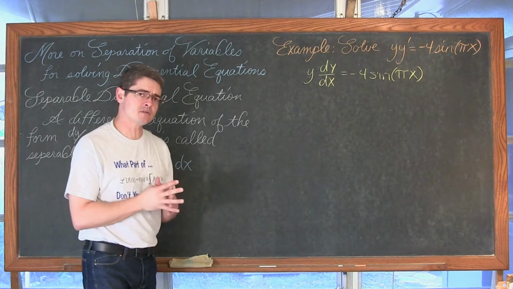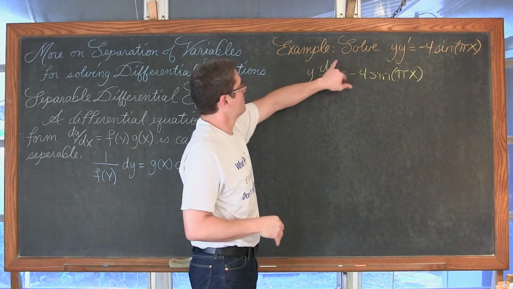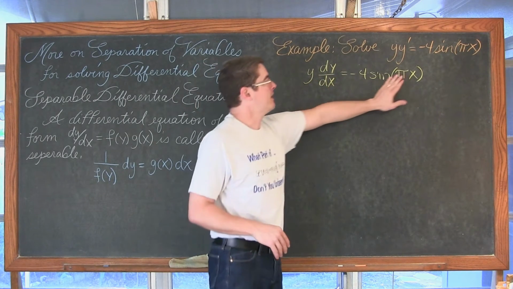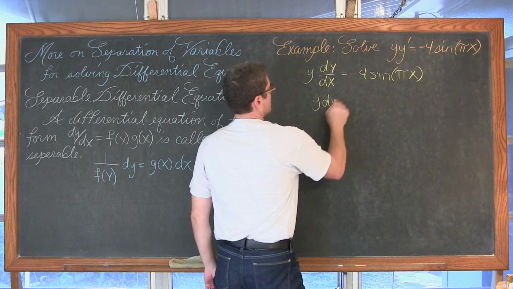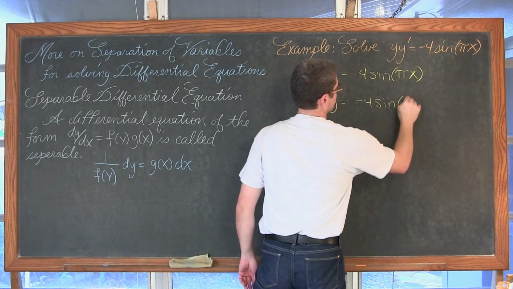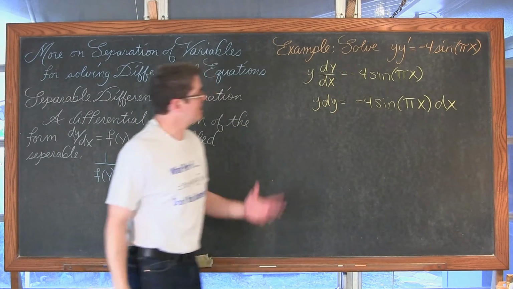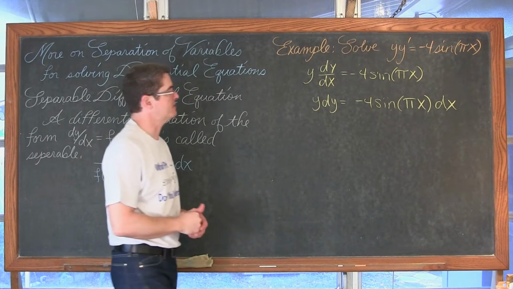And now it's a little bit clearer to see what we have to do to separate the variables. We already have a y with the dy, but we have a derivative with respect to x here, and our x is on the other side of the equation, so we're going to rewrite that as y dy is equal to -4 sine of pi x dx. And now we're going to take the indefinite integral of both sides with respect to its isolated variable.